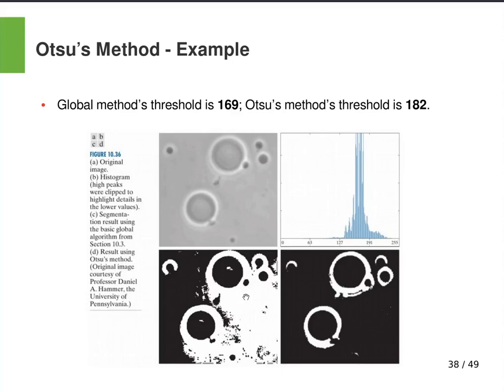On the bottom left is the result of applying the basic global thresholding method. As you can see, the threshold that it found is not able to distinguish between the different intensity values of the image, and the global method's threshold was 169. On the other hand, Otsu's method, since it takes into account the between class variance for measuring the effectiveness of the thresholding, is able to do a much better job in thresholding the image.